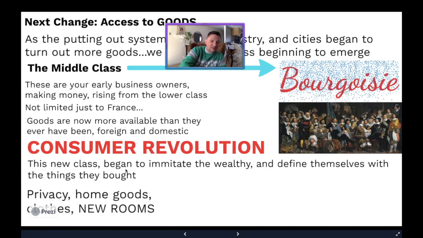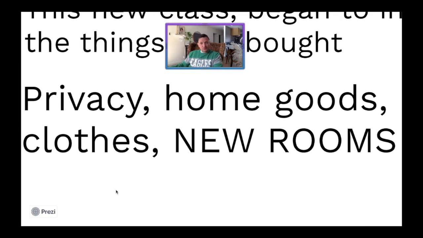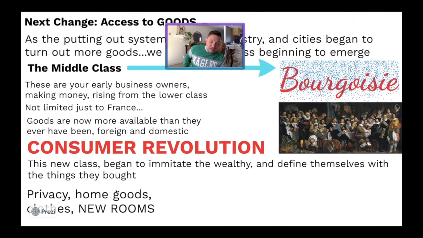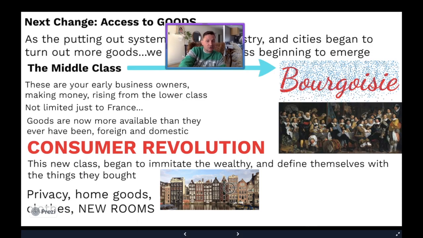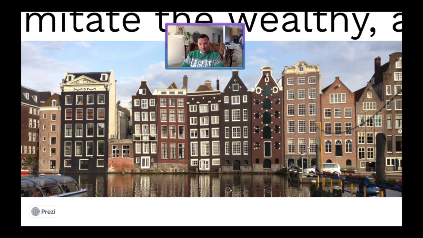Some of the big things that are going to blow up and really help to define the consumer revolution are privacy, home goods, clothes, and new rooms, right? Big thing we need to understand about the growing consumer revolution is when we go to Amsterdam this summer, you'll see it better than anywhere else, right? The growth of housing and the adding of floors onto already existing homes by middle-class members of the Dutch gentry is one of the best ways you can talk about the consumer revolution all day. We'll talk about the construction of these homes, why they're built on a lean next to these canals, but the beautiful homes that you see right here in front of you are products of that consumer revolution, right?